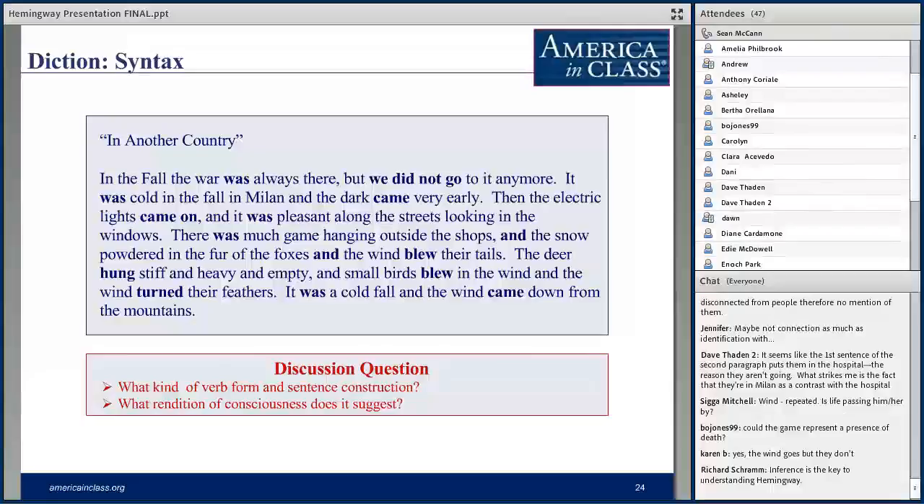So let me ask a more philosophical kind of question. If we think about this as a rendition of character, or maybe even more basically, a rendition of consciousness, what kind of consciousness is being suggested? That is, what kind of operation of the mind is represented by this kind of syntax? A really good question. We'd already talked about a consciousness that sort of sticks to the surface.